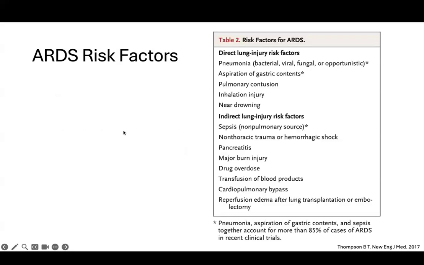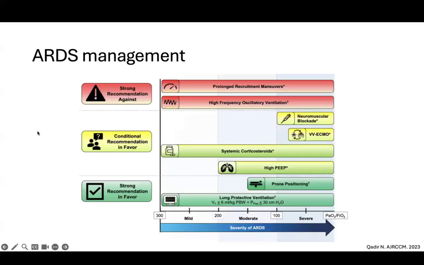So let's look at the common factors or the risk factors that precipitate ARDS. Most are direct lung injuries or indirect lung injuries. The most common ones being pneumonia, aspiration, and non-pulmonary sepsis. Apart from this, you have a lot of other ARDS risk factors, like pulmonary contusion, inhalation injury, near drowning, drug overdose, pancreatitis, and so on. Just keep this risk factor list in mind. It's not important to remember right now, but we'll come to why it becomes important during ARDS mimics.